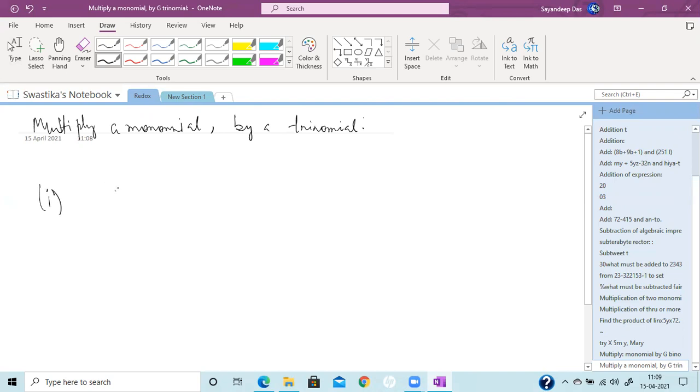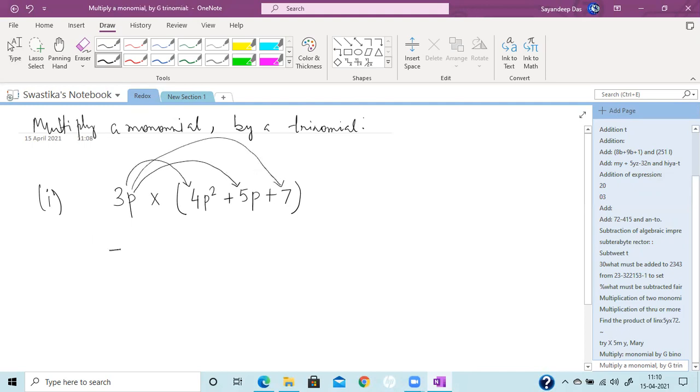Let us take this monomial, 3p. Let us multiply this monomial by a trinomial, that is 4p square plus 5p plus 7. This is a trinomial. Three terms are there in the algebraic expression, therefore it is called a trinomial. So what you will have to do is multiply one by one. First multiply 3p into 4p square, then 3p into 5p, then 3p into 7.